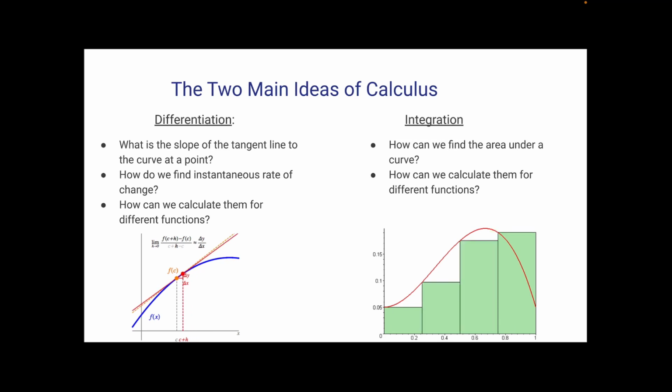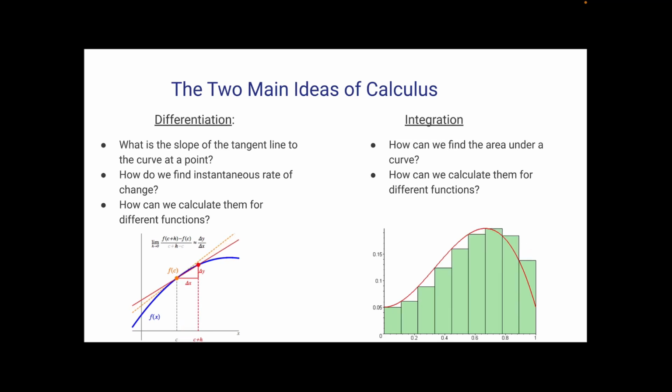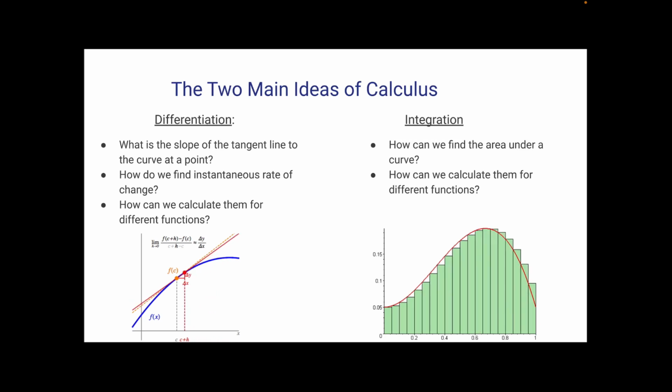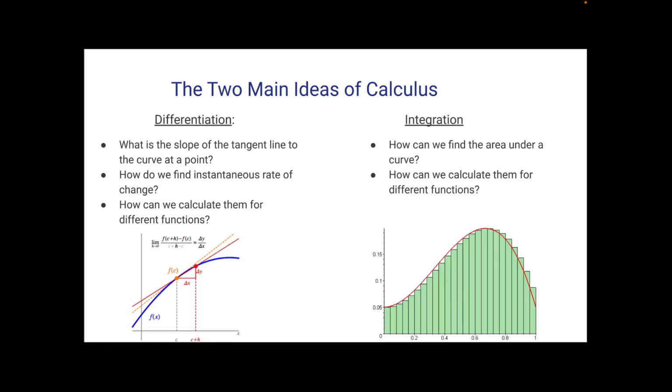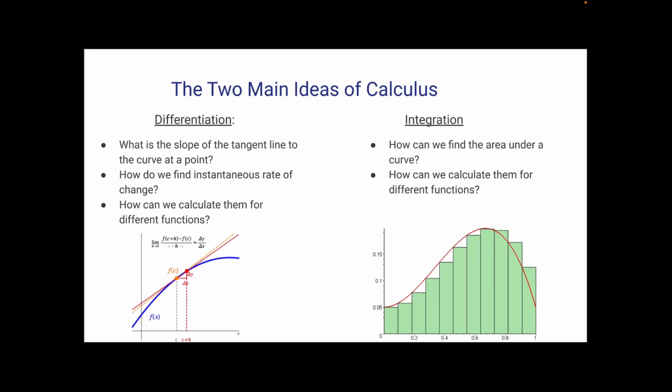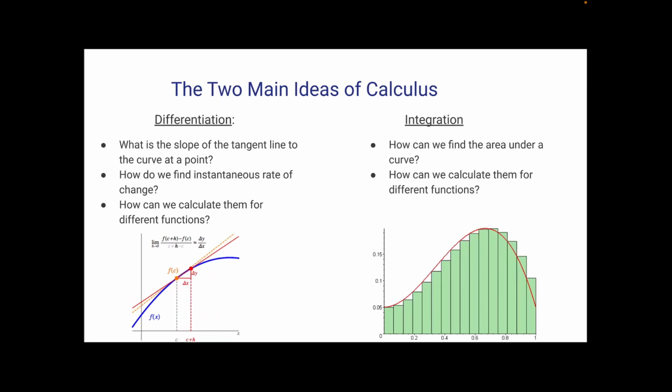Differentiation can be used to find an instantaneous rate of change, which means that we can tell how the function changes at a point. For instance, the steeper a slope is, the faster the function is changing. If the slope is positive, the function is increasing, and if it's negative, it is decreasing.